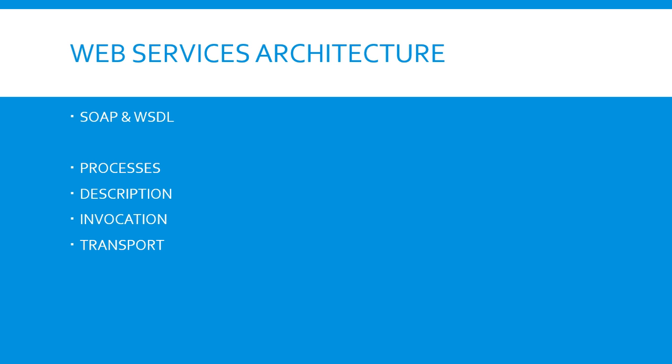So let's take a look at the web services architecture. So what exactly are SOAP and WSDL? They are essential parts of the web services architecture. So in the architecture, we have the following listed. Processes, which can refer to discovery and choreography. Description, which is the WSDL, the Web Services Description Language.